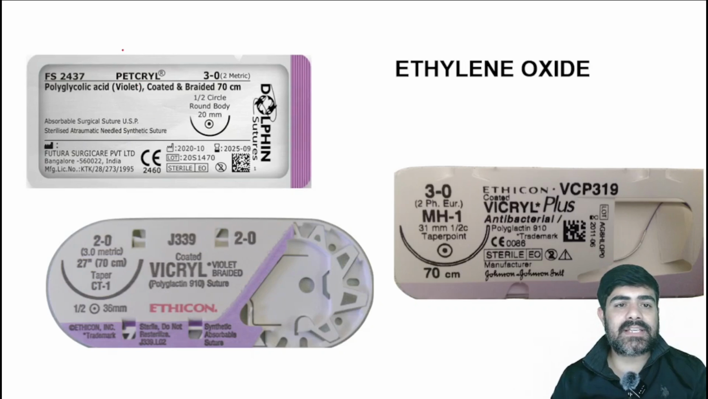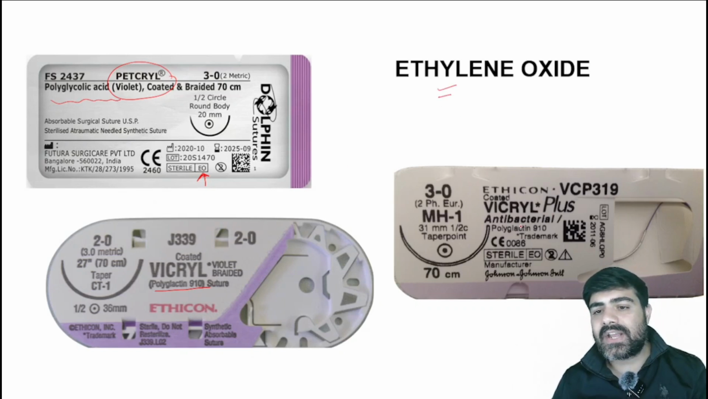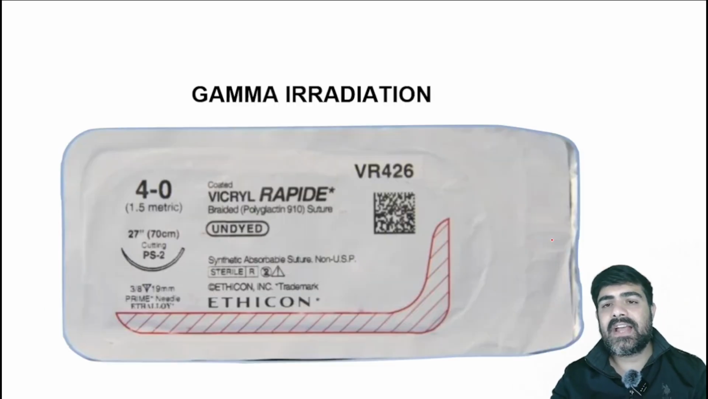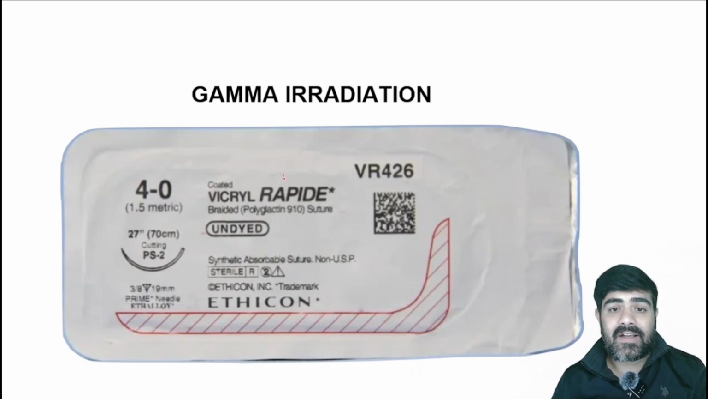So this is Pathcryl. This is basically polyglycolic acid, and it is sterilized with ethylene oxide. You can see this is Vicryl, polyglactin 910, sterilized again with ethylene oxide, and then we have Vicryl Plus, including antibacterial properties, sterilized with ethylene oxide, and then we have Vicryl Rapid, which is undyed and early absorbable, and it is sterilized with gamma radiation.